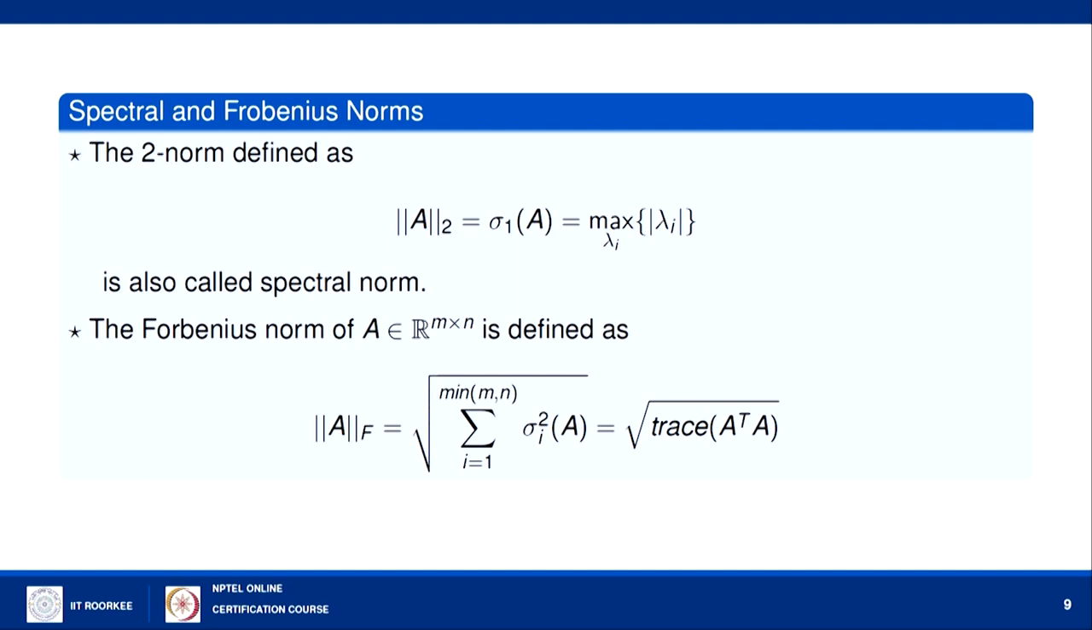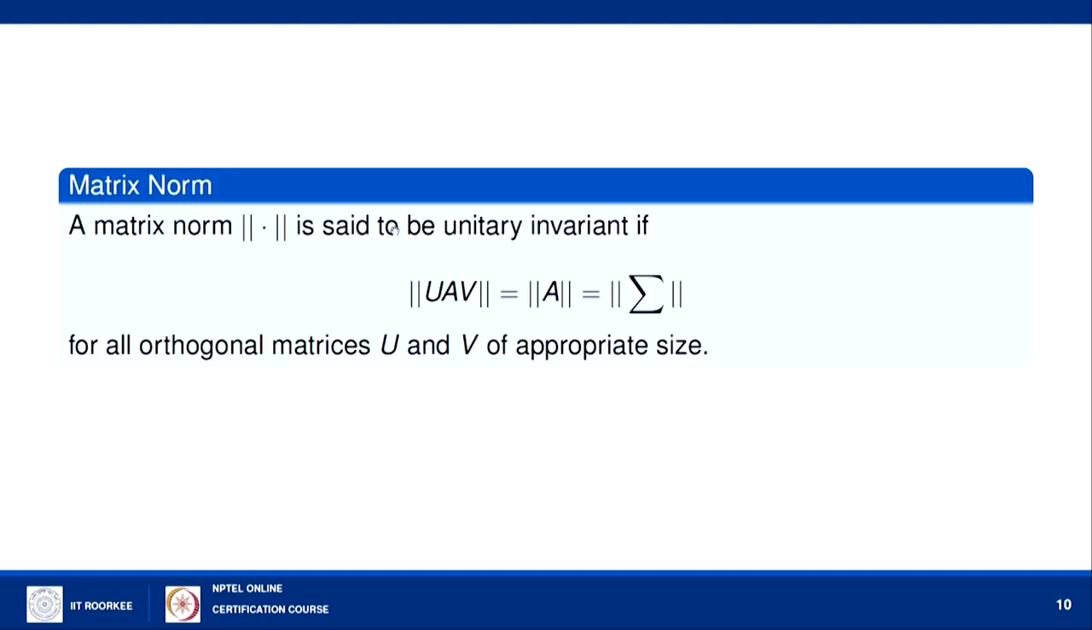A matrix norm is said to be unitarily invariant if the norm of UAV equals the norm of A, and that is the norm of sigma in the singular value decomposition of A, for all orthogonal matrices U and V of appropriate size, meaning where this product is defined.